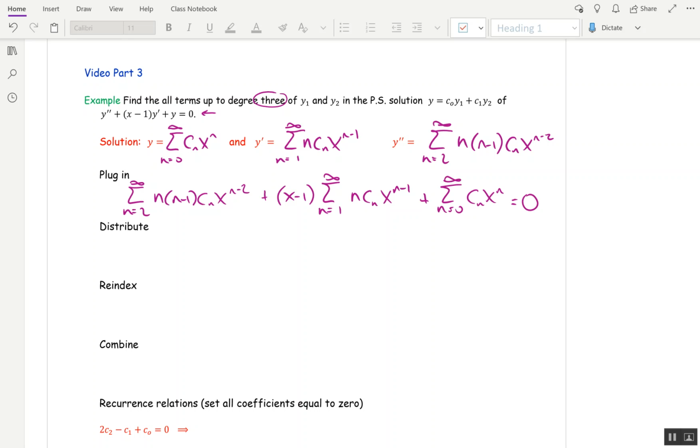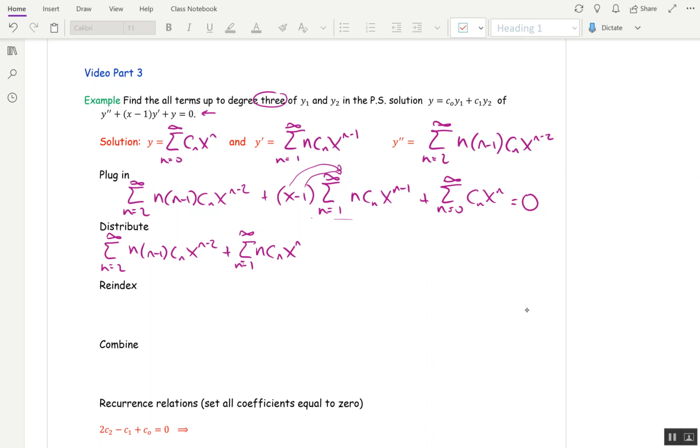Distribute. There's nothing to do for the first guy and the third guy, but this middle one is going to give me two power series because I need to distribute the x and then distribute the negative 1. So I'm going to have 4 power series on the next line. So write small. The sum n equals 2 to infinity of n(n minus 1) c_n x^(n-2). Then when I distribute the x, I get the sum n equals 1 to infinity of n c_n, and my exponent of x will be x^n because I'm adding n minus 1 to 1.